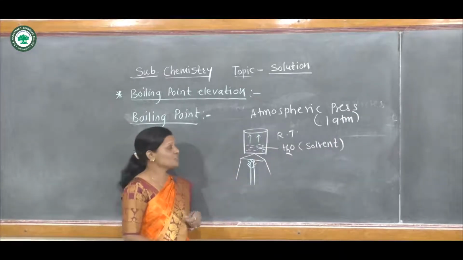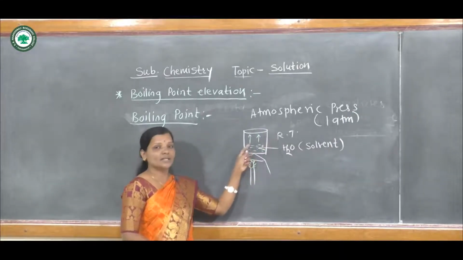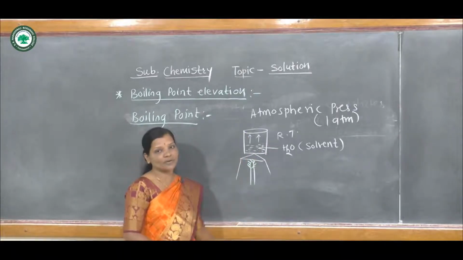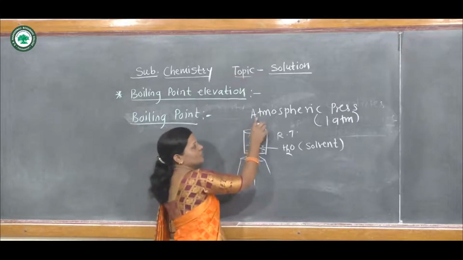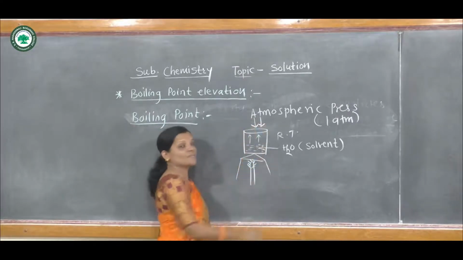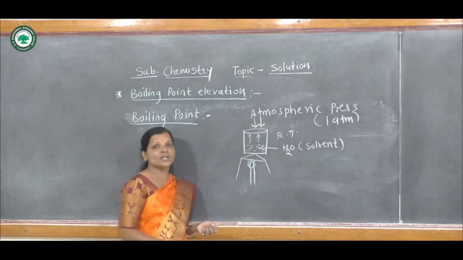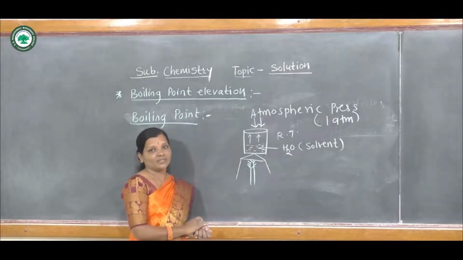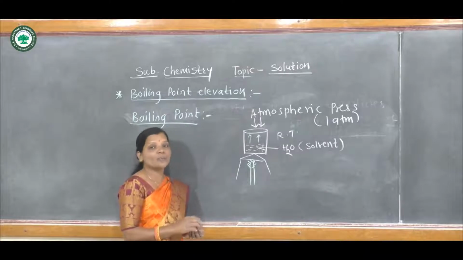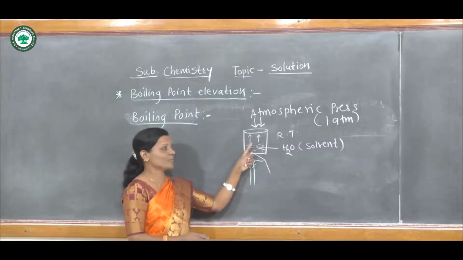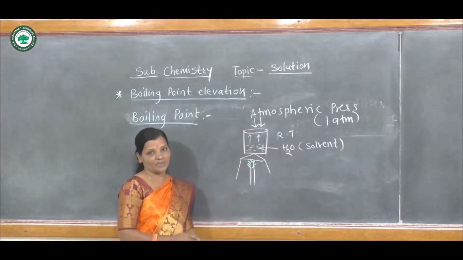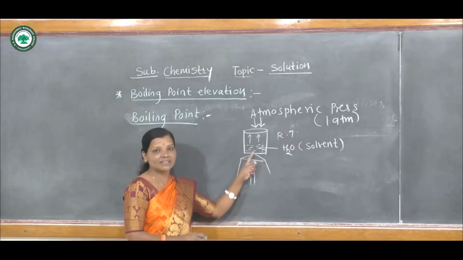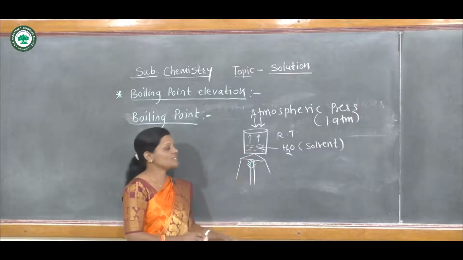Now what happens when at room temperature the vapors of water escape and move in the upward direction? This atmospheric pressure opposes these vapors to escape and move up. And hence there is competition between these vapors of water and atmospheric pressure. And as soon as we start heating this water, then what happens?